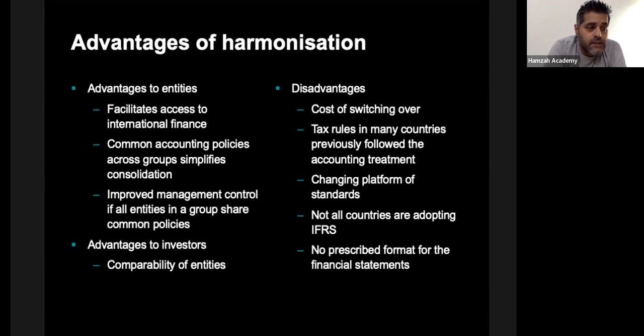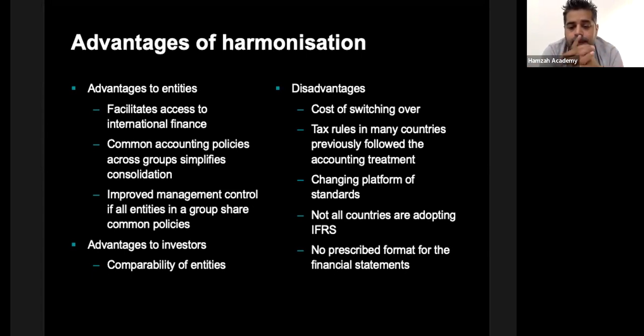So technically this harmonization brought a very good advantage for at least the bigger groups, which had foreign subsidiaries, where they were able to easily evaluate the performance of the subsidiaries as well.